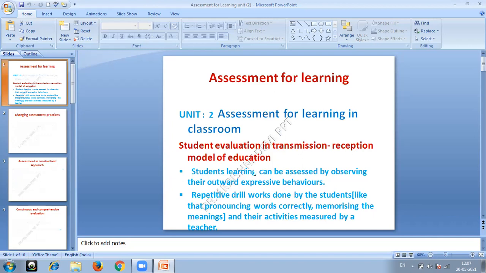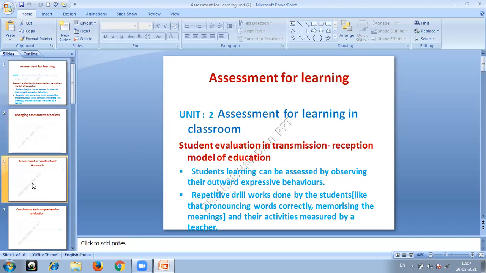What is called as transmission reception model of education? To give a repetitive drill works to the students, and activities are measured by the teachers. The type of activities or the type of evaluation is called the transmission reception model of education. In this model, certain drawbacks are there. First of all, we cannot measure the student thinking skill. Then we cannot measure the real mental disposition of students. We cannot evaluate the innate skills using this model. So a lot of drawbacks are there in this model.